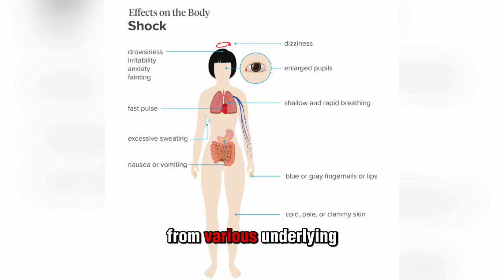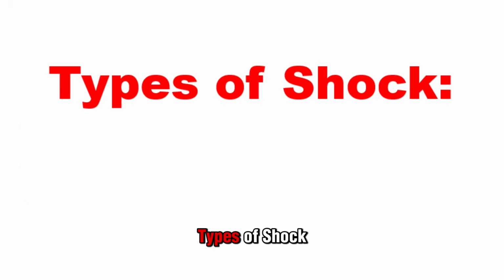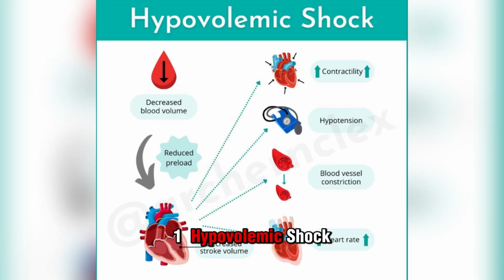This can result from various underlying causes and is broadly classified into four main categories: hypovolemic, cardiogenic, obstructive, and distributive shock. Types of shock. 1. Hypovolemic shock. This type of shock is caused by a significant loss of blood or fluids, leading to a reduction in circulating blood volume. Examples include severe hemorrhage, dehydration, or excessive fluid loss from burns or diarrhea.